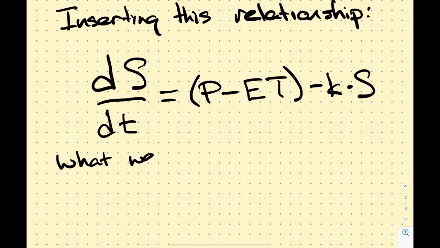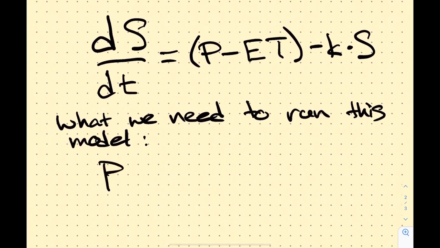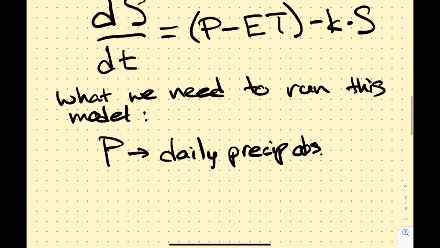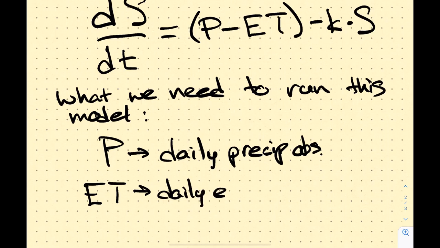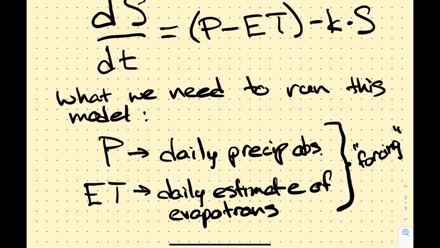And so what we need to run this model, right, is we need precipitation. So we need something like, for instance, daily precip obs. We need some estimate of evapotranspiration. And these we're going to refer to as our forcing variables, because these are what are forcing the model. They're what's kind of ringing the bell, so to speak, okay?